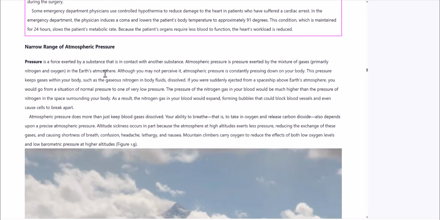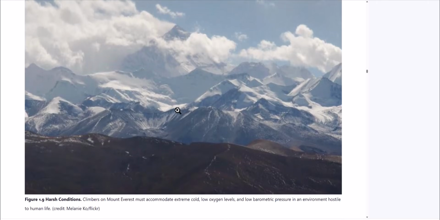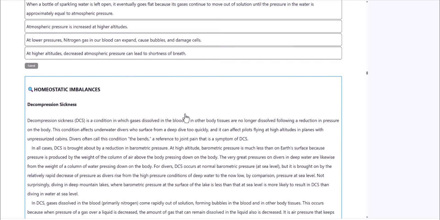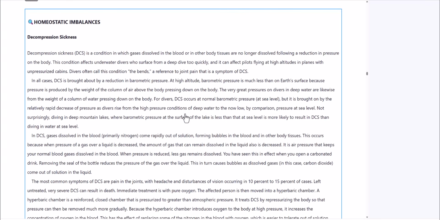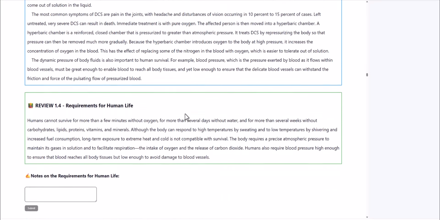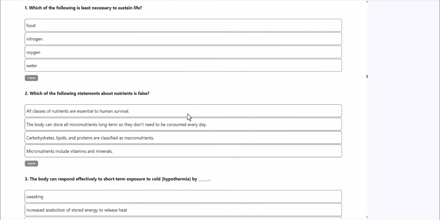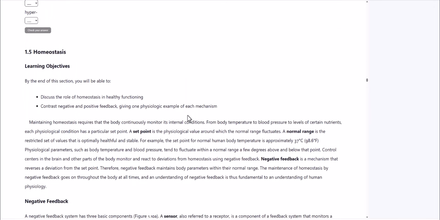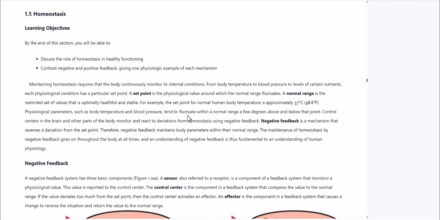Now, our body can adjust to those higher altitudes, and it does so. We'll talk more about that when we get to the respiratory system later in the course. But for now, know that our body requires oxygen, nutrients, temperature, and pressure within a relatively normal range in order for you to survive. Again, review these questions. And now let's talk about homeostasis for a moment.